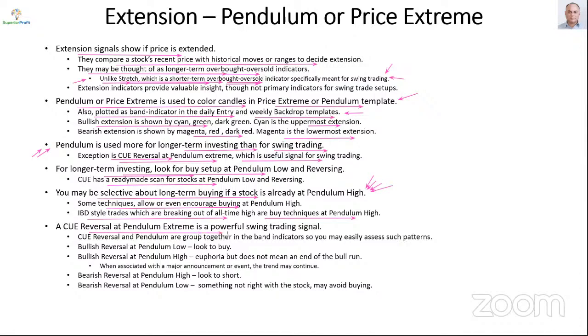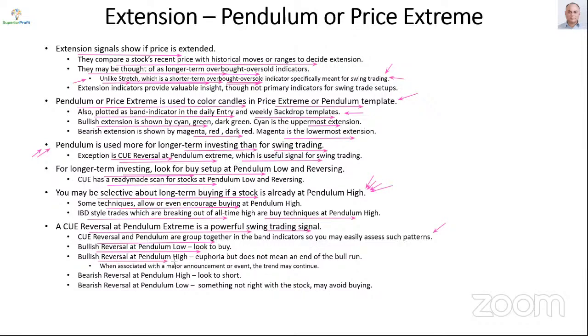Q reversal at pendulum extreme is a powerful signal, and that is used for swing trading very much. That's why Q reversal and pendulum are grouped together in the band indicator, so we can easily see if the reversal is happening at pendulum extreme.